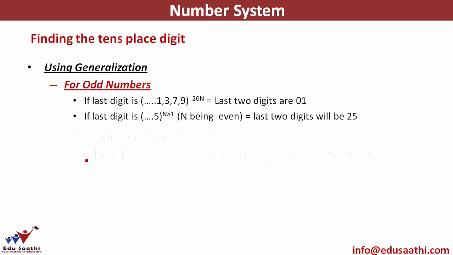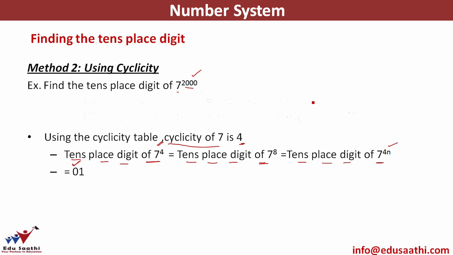The other thing that you can use is a generalization. If the last digit is 1, 3, 7 or 9 and the power is a multiple of 20, the last two digits are always 01. So if you go back and look at this question, I can solve it with the help of generalization also. It ends with 7 and the power is of the form 20n. So the last two digits will be 01.